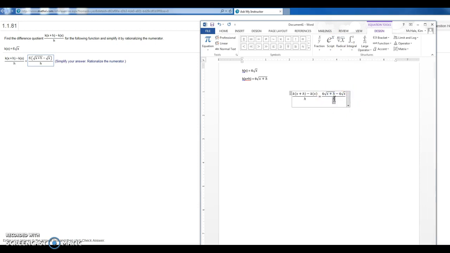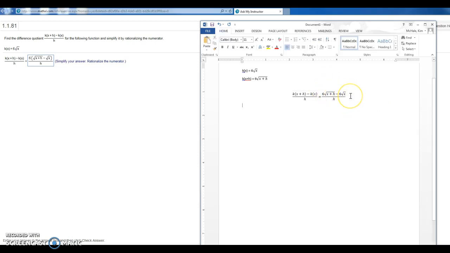And then I'm asked to simplify this by rationalizing the numerator, because right now there's really not a lot I can do to simplify it. Now, to rationalize the numerator, I'm going to need to multiply this whole fraction by the number 1, but in a clever manner. I'm going to multiply it by the conjugate, which is just changing the middle sign over itself. And so here's what that will look like.